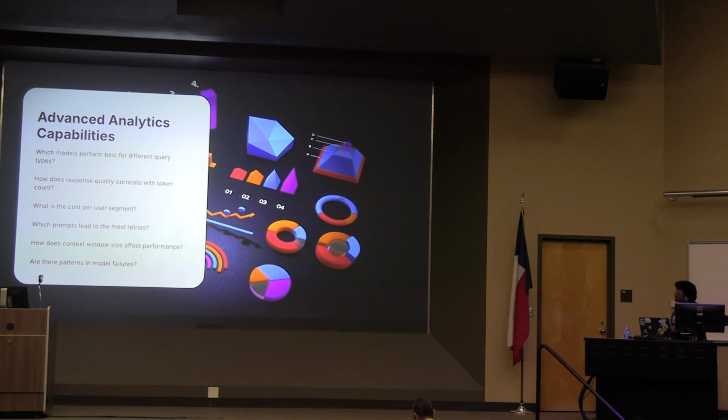I mean, all of these questions are answerable now. Which models perform best for different query types? How does response quality correlate with your token count? What's the cost per user segment? Which models work best for technical queries versus creative ones? Does spending more tokens lead to better responses? Which customer segments are the most expensive?